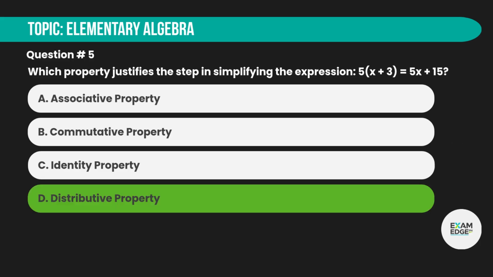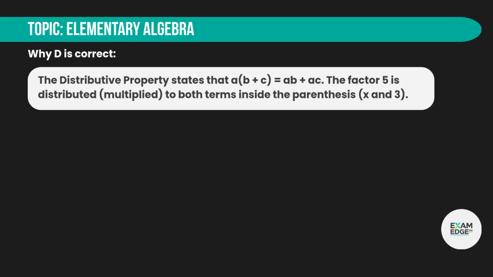Correct answer: D. Distributive property. Why D is correct? The distributive property states that a(b + c) equals ab plus ac. The factor 5 is distributed, multiplied, to both terms inside the parentheses, x and 3.